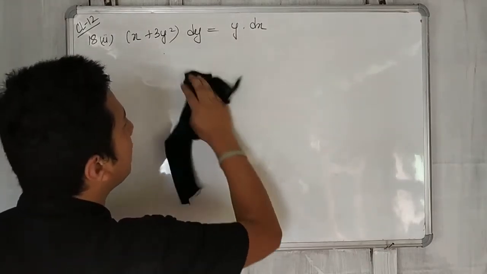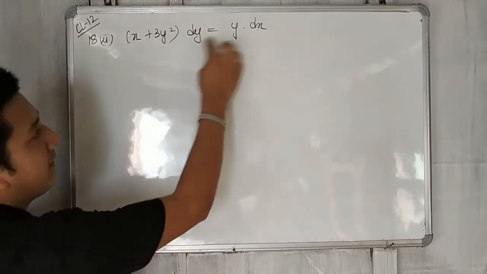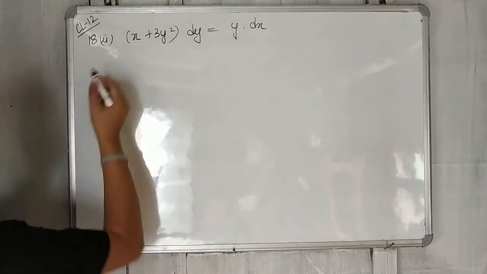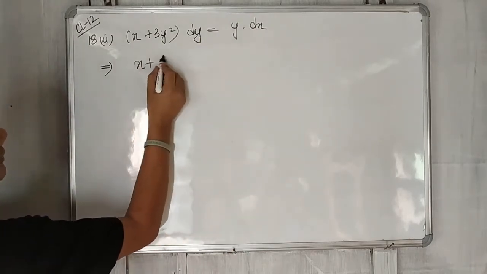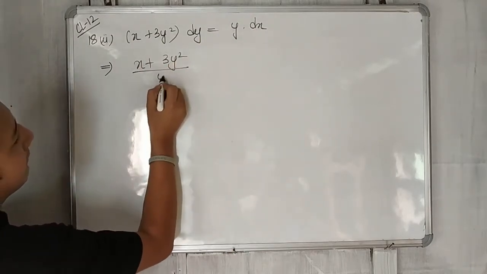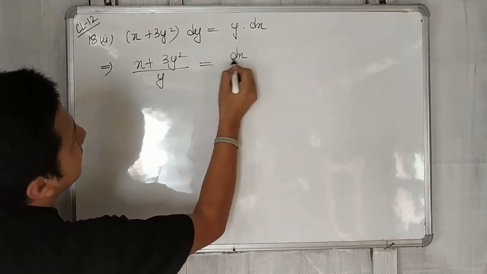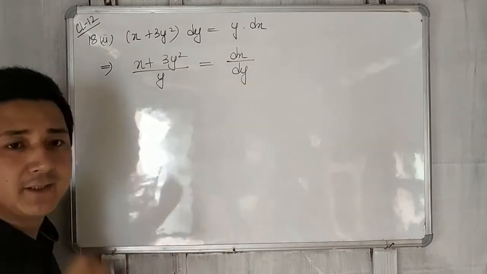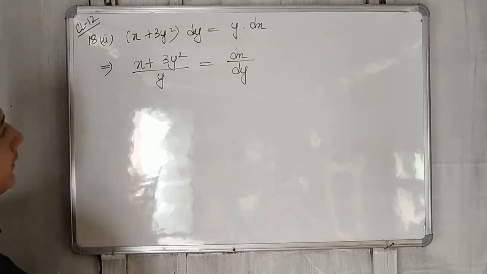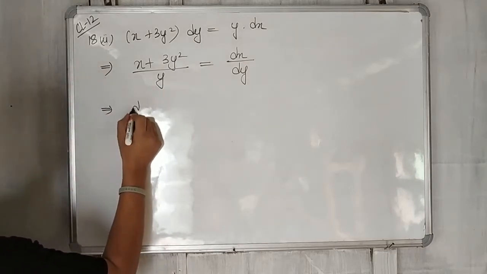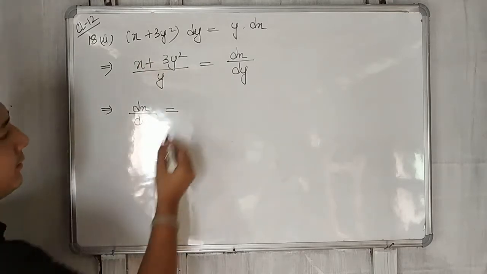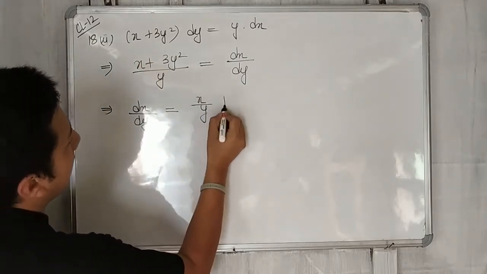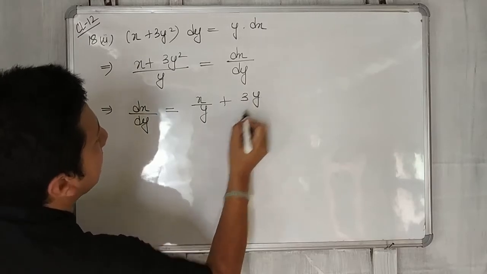Are you understanding my point? I'm not finding the value for dy by dx. Instead, I'll find the value for dx by dy, which will be x plus 3y square divided by y is equals to dx by dy. Are you people understanding? Great. So therefore dx by dy is not so difficult also. Let us separate it. This will be x by y plus 3 into y, isn't it?